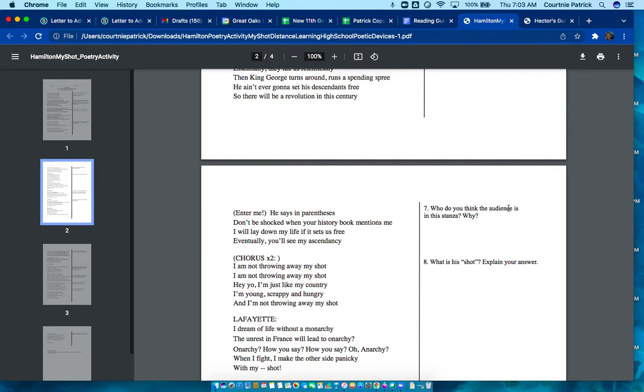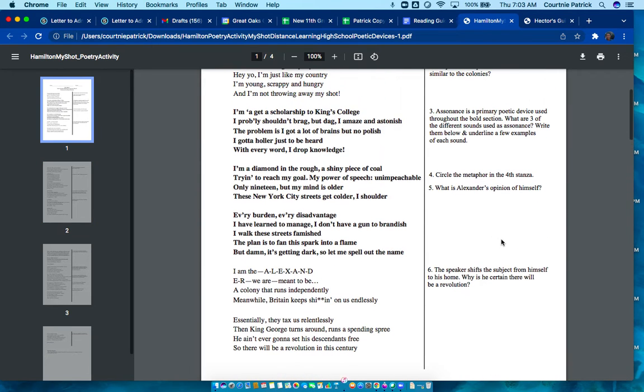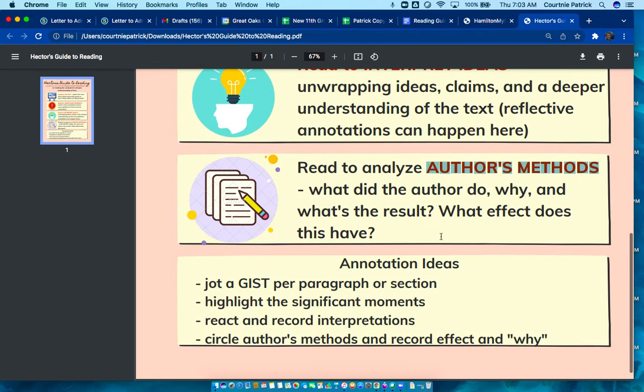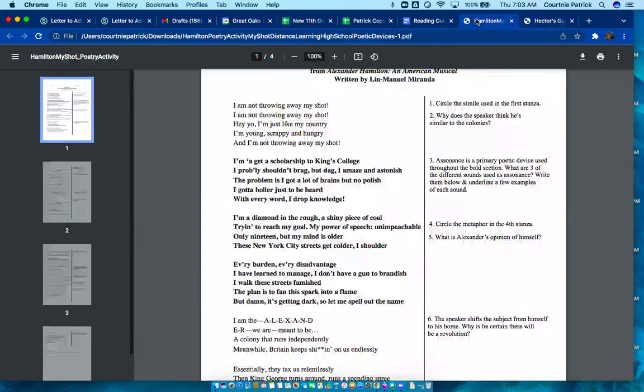Number 7, who do you think the audience is in the stanza? Why? Maybe you cross that out and you have something different to say about the audience in the stanza. Maybe you're not into that question, but you add your own element, right? Something like circle the metaphor in the 4th stanza, that links back to author's methods, right? And it could be used to interpret ideas, but that is also our goal again of the poetic devices and just seeing where we're at. Same with number 3, poetic device.